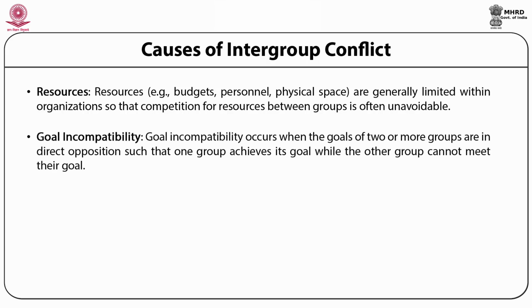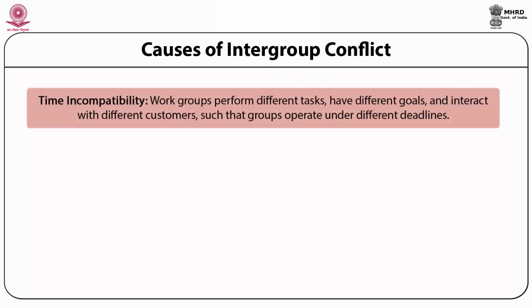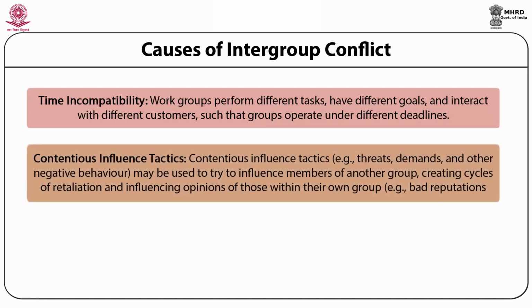The goal incompatibility occurs when the goals of two or more groups are in direct opposition, such that one group achieves its goals while the other group cannot meet their goal. Goal incompatibility may be distinguished between real goal incompatibility and perceived goal incompatibility. On the other hand, time incompatibility is where the work groups perform different tasks, have different goals, and interact with different customers such that groups operate under different deadlines. The contentious influence tactics, for example, threats, demands, and other negative behavior, may be used to try to influence members of another group, creating cycles of retaliation and influencing opinions of those within their own groups, for example, bad reputations.